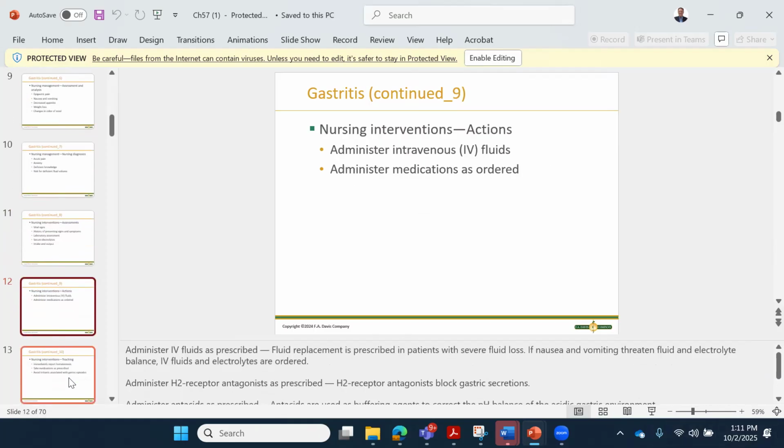Okay, you also want to think about nursing interventions. Well, let's go back here a little bit too, about the fact that if a person has a lot of vomitus, then they're losing acid, right? They're losing hydrochloric acid.